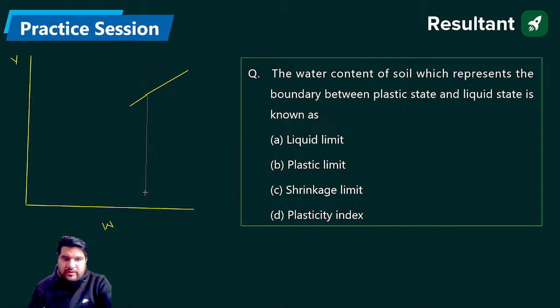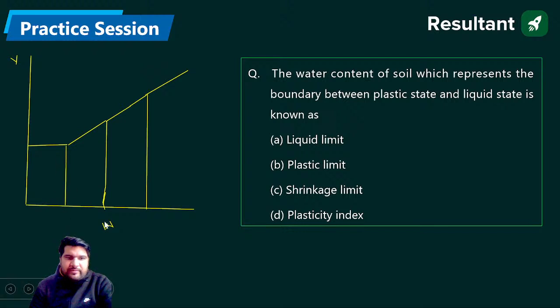It will reach the liquid limit first, then it enters the plastic limit. After the plastic limit, it enters the shrinkage limit. After the shrinkage limit, there is no reduction in the volume. The volume will remain constant. This will be liquid limit, this will be plastic limit, and this will be shrinkage limit. This will be liquid state soil, and this will be plastic state soil. The boundary between plastic and liquid is simply the liquid limit.